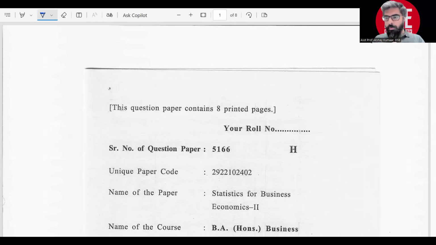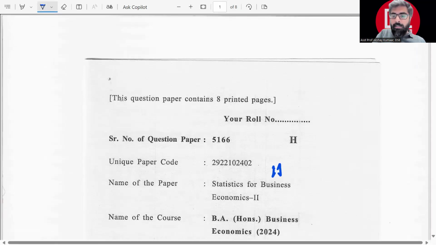Okay, I hope I'm audible to all my students who are attending this particular lecture for the Statistics for Business Economics Part 2 course. In this lecture, I'm going to start with the discussion of the 2024 question paper, which has come up at Delhi University for the Statistics for Business Economics Part 2 course. This lecture is recommended for all those students who are currently pursuing BBE honors and are currently in semester 4 of your course.